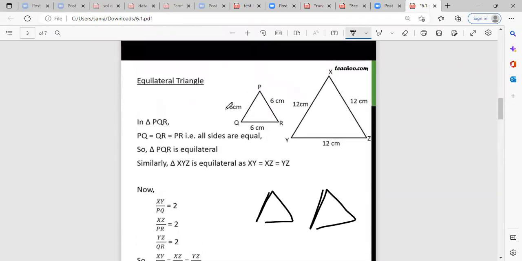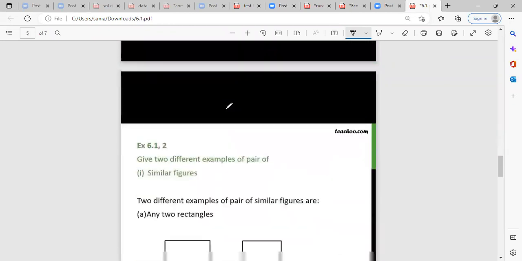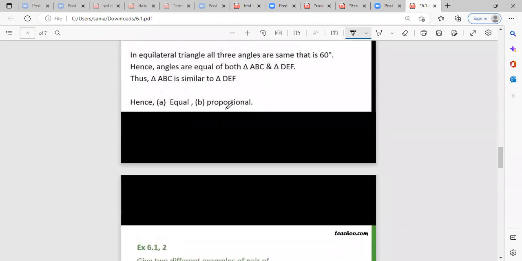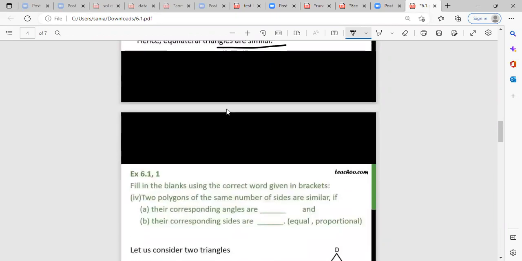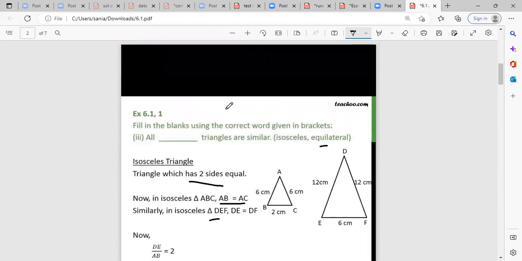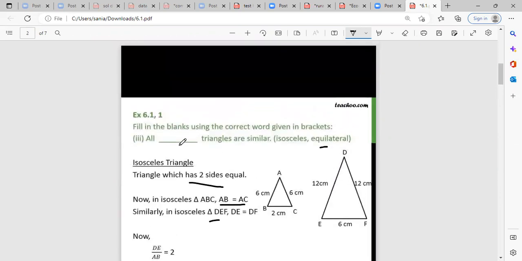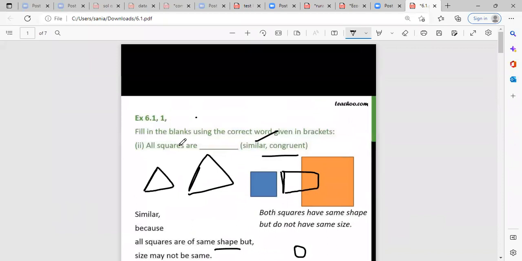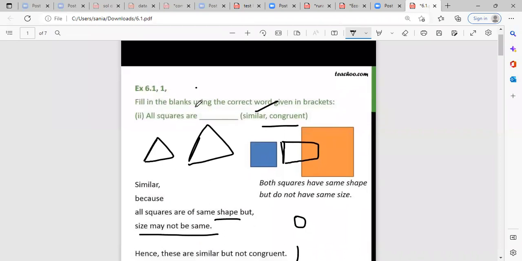Okay, wait. Third. I think I missed. Is it? Okay, just a minute. I think I missed the third one. Okay, this was third, na? This was third. Okay, I missed the second one. All squares are dash, we did this. I think I didn't mention the first one. No, you didn't mention the second one. Oh wait, you didn't mention the first one.